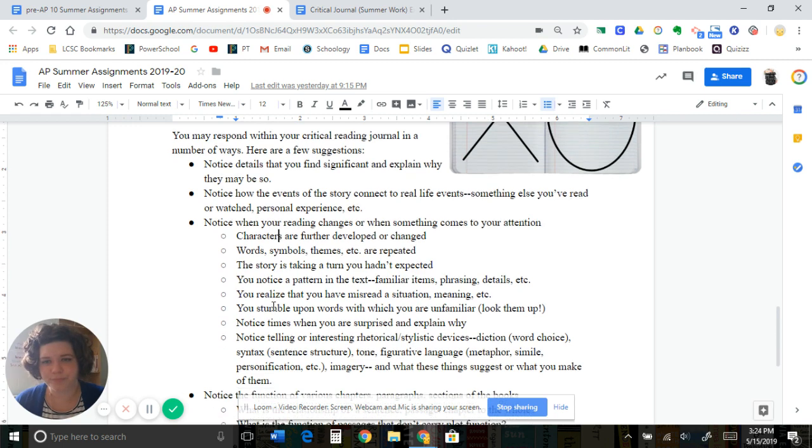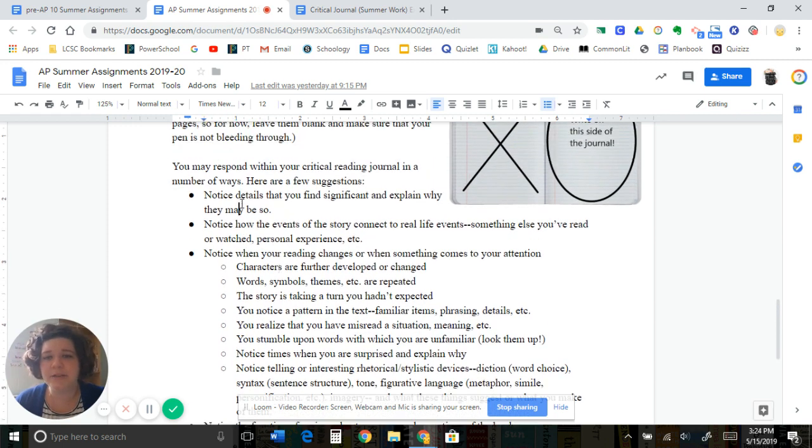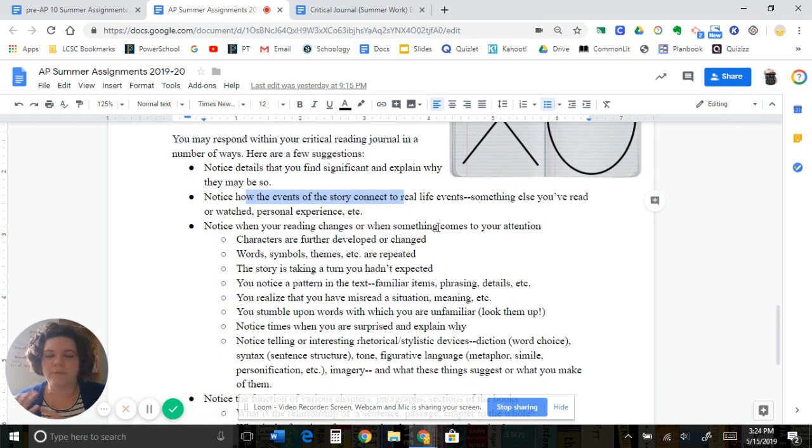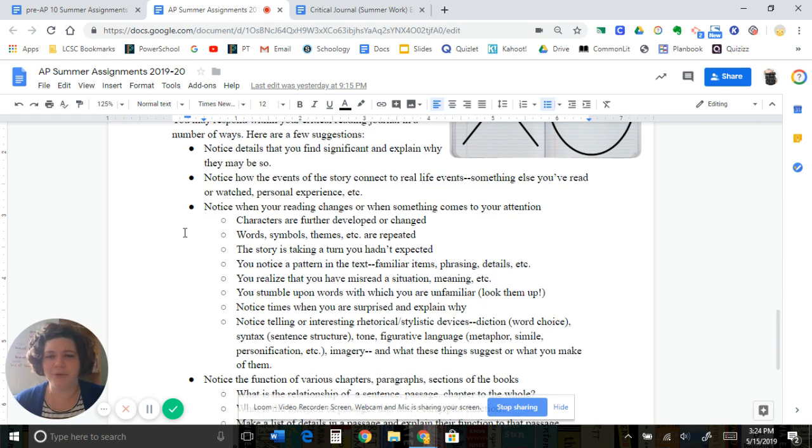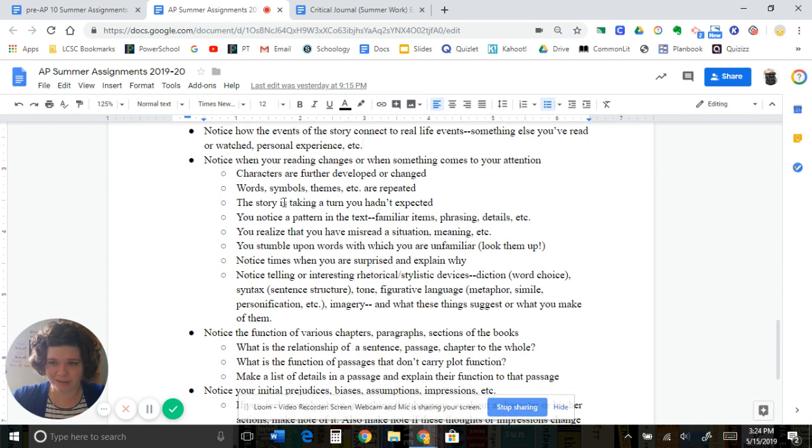So first off, you might notice details that you find significant. Explain what seems significant about them. You can talk about how events in the story connect to real life events, so your own life or the news or a movie you watched or another book that you read. I love seeing these connections. They're always really fascinating.